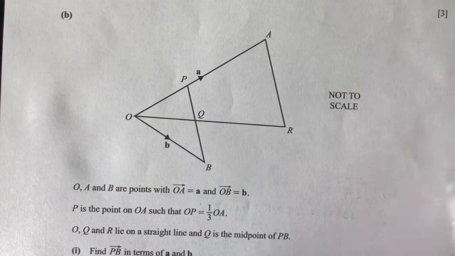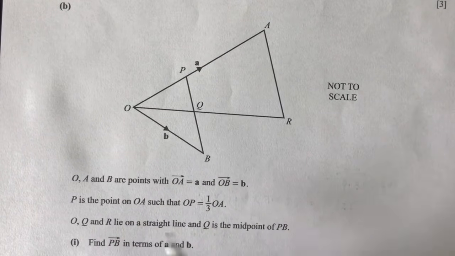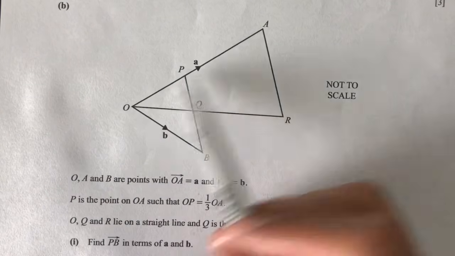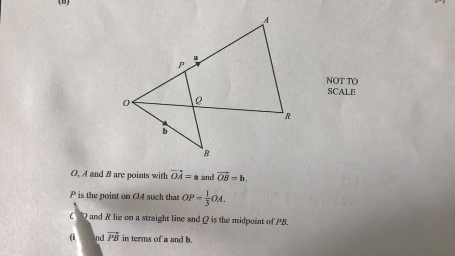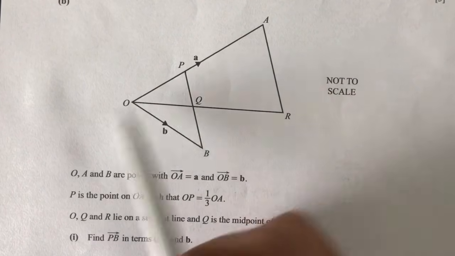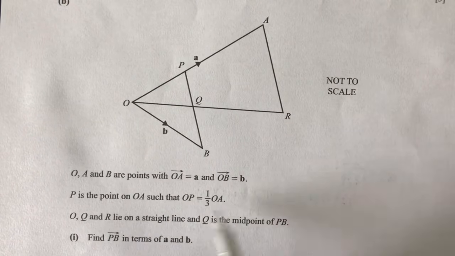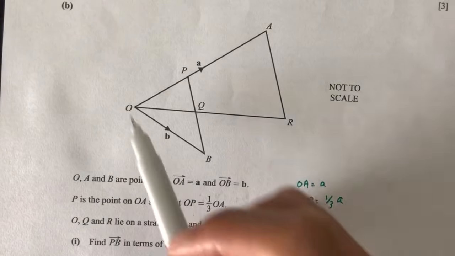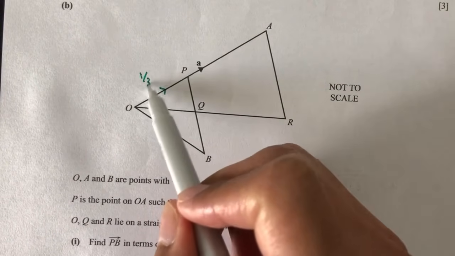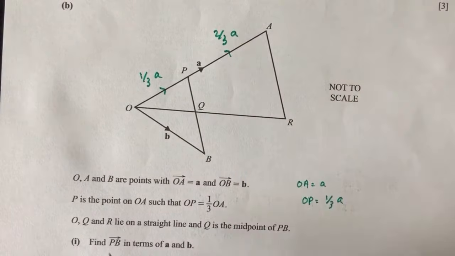Moving on to part B, we have OAB, our points with OA as a and OB as b. So OA is a, OB is b. Okay, now we have point P. P is a point on OA such that OP is 1/3 of OA. So what is the value of OP? So we know OA is a, so OP is 1/3 of OA, which is a. So let's write this down. OP is 1/3 of a, which means PA is 2/3 of a.